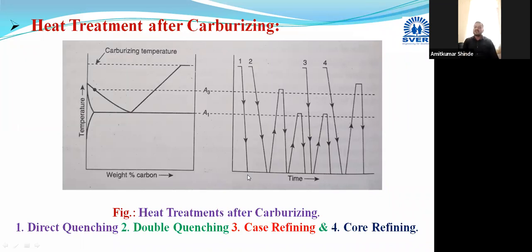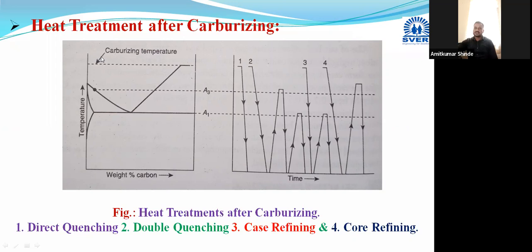At room temperature, if we check its microstructure, we will find hard martensite on the surface of that component, and we will get a tough core or center due to the presence of ferrite. The ferrite will be present at the center and the hard martensite will be on the surface. These are the desired properties. By direct quenching we will get these properties, but there is one condition.